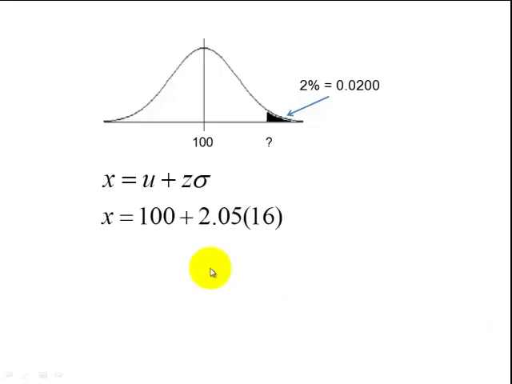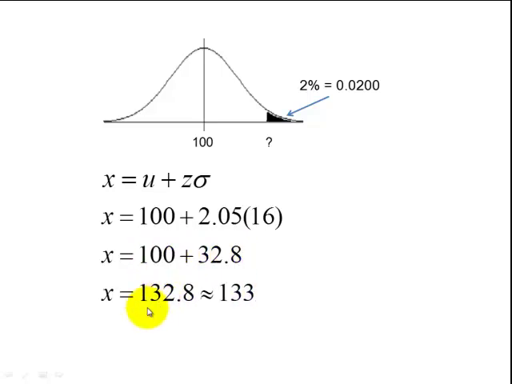Going back to the problem, mu is 100, z is 2.05, our standard deviation 16. Multiplying these two together gives us 32.8. Add it to 100, and the score is 132.8. Since IQ scores are discrete numbers, we round this to 133. So in order to join Mensa, your IQ score would have to be 133 or more.